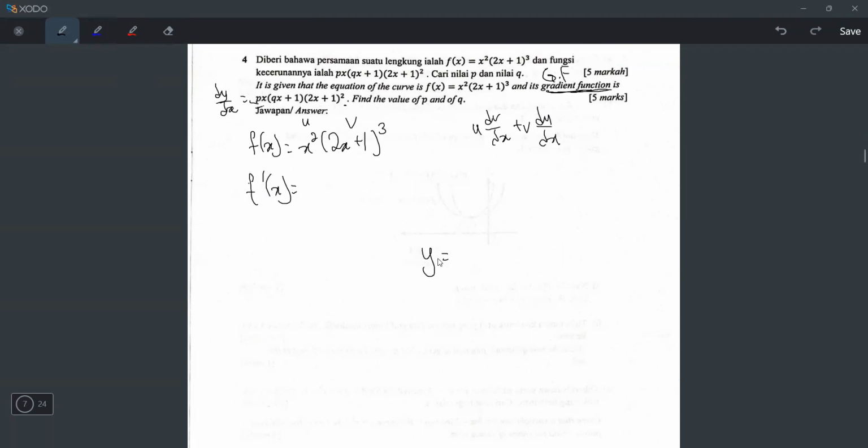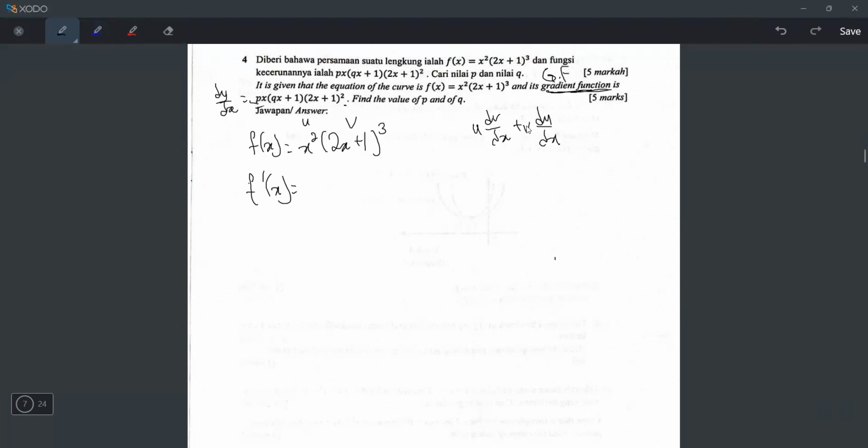Actually, it's like this. If the equation is y, and when we differentiate, we will write d by dx. But if it's f(x), we will just write f prime x. Not f inverse x. This is not inverse. Inverse is minus 1. This one is different. This is not a function. This is differentiation. So f prime x is like a comma, like an apostrophe.